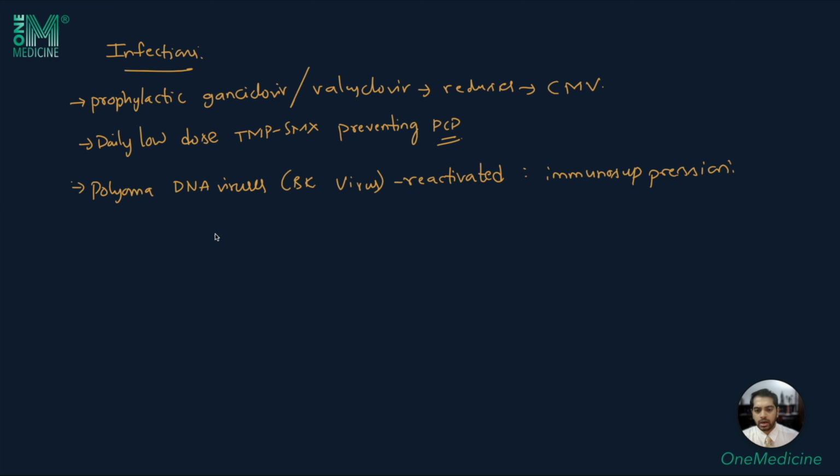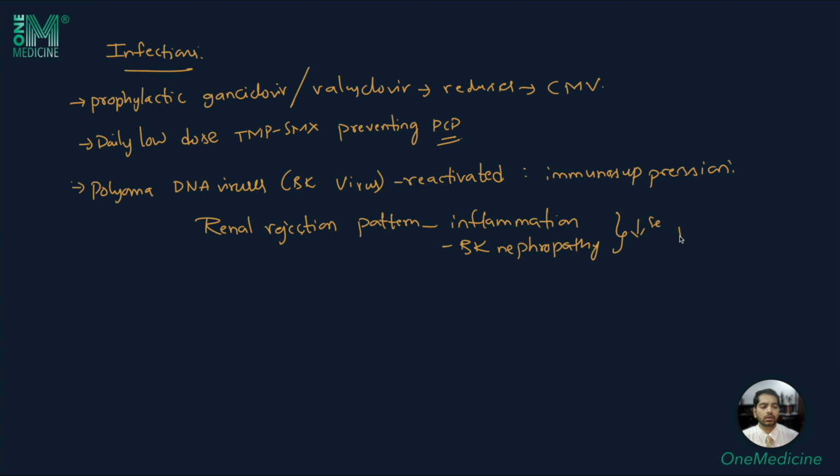Polyoma DNA viruses, also known as BK virus, are reactivated during immunosuppression, and they produce a characteristic renal rejection pattern involving inflammation and BK nephropathy, and the treatment is usually to reduce the immunosuppression to clear the BK virus.